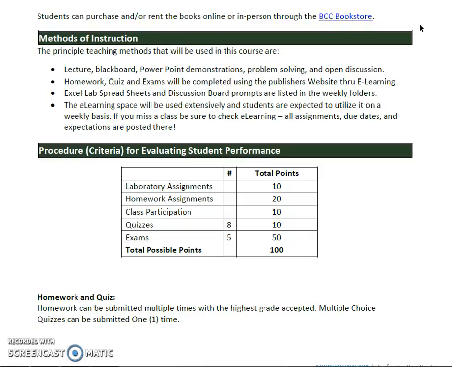The e-learning space will be used extensively, and students are expected to utilize it on a weekly basis. If you miss a class, be sure to check e-learning. All assignments, due dates, and expectations are posted there. The following rubric is an evaluation of your grade.